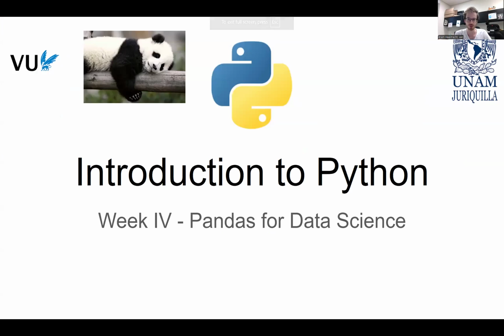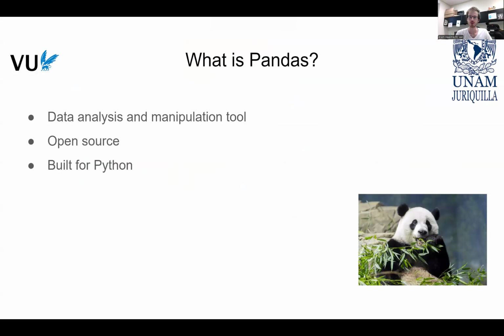So today we talked about Pandas for data science. Pandas is a widely used data analysis library in Python. So what exactly is Pandas? It is a data analysis library with which you can perform different data analysis tasks and manipulate data sets, data objects in different ways. It's open source and it's built specifically for Python.